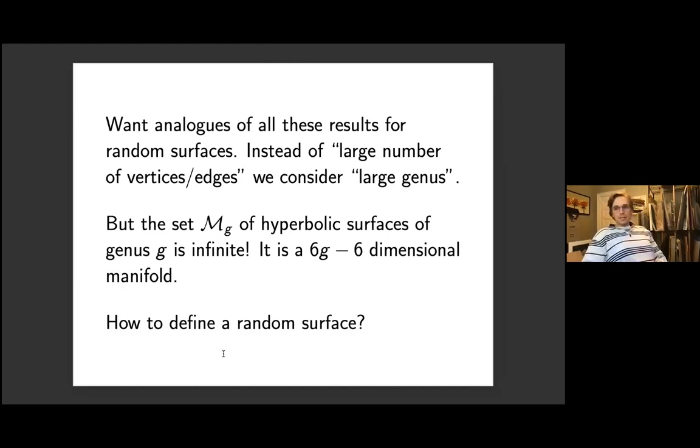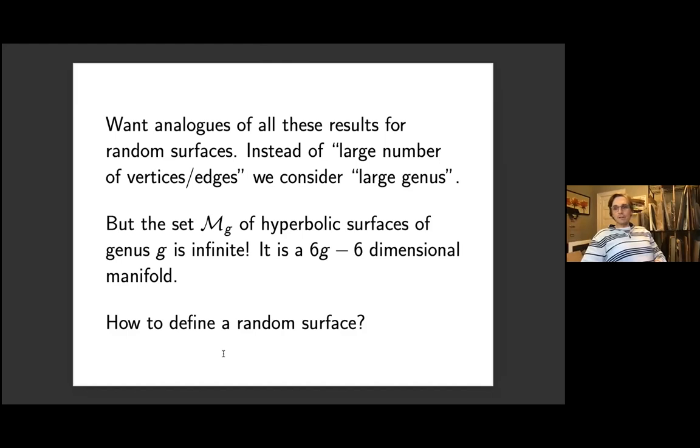So that was a brief summary of some of the results that are known for graphs. Many other results are known. I just picked some of them to talk about. We want analogs of all of these results for random surfaces. And of course, instead of a large number of vertices, we want large genus.